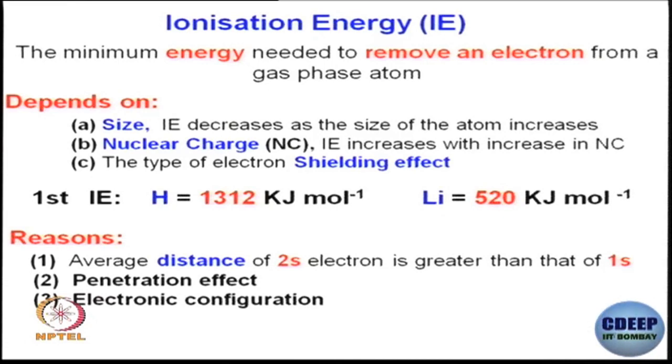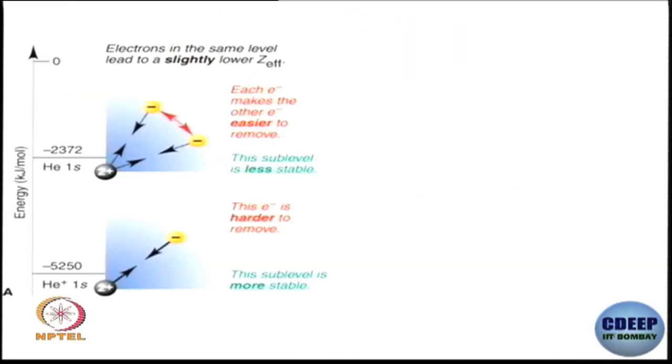Penetration effect you have to consider, electronic configuration you have to consider. Let us look at this one. For example, you have helium, helium you have 1s2 electrons. These two electrons will be repelling each other considerably, right? And therefore, removal of the first electron, that is the first ionization energy, will be much easier. Okay? It is a 2 plus charge, 2 electrons, removal of first electron is easier.